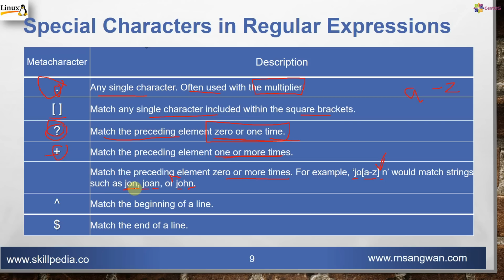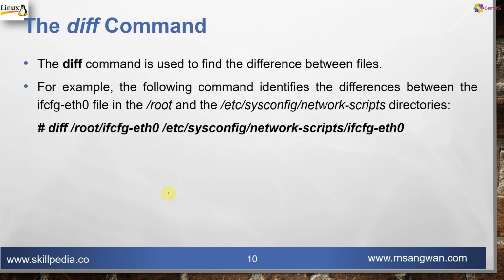So J-O followed by zero extra characters and followed by N. J-O followed by a single character A followed by N. J-O followed by a single character H followed by N. That's how we can match the space. So that's how space matches. The caret symbol matches the beginning of the line. Dollar matches the end of the line.